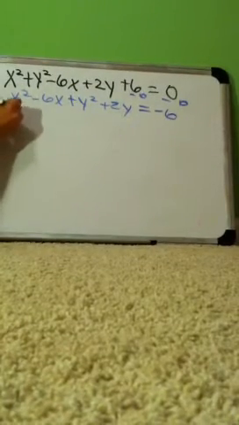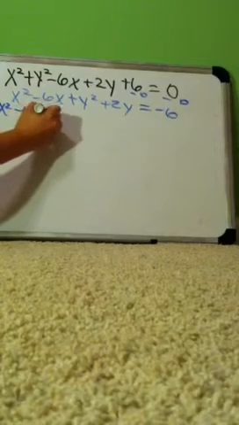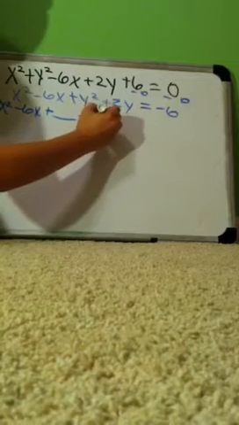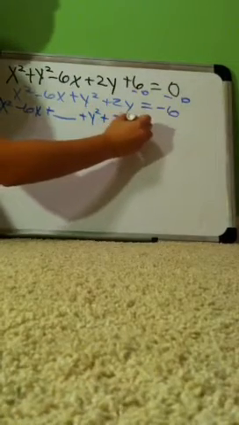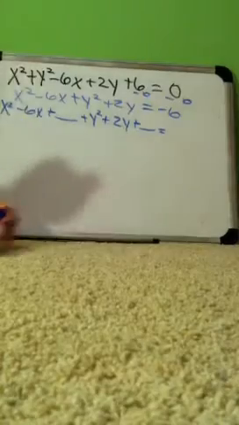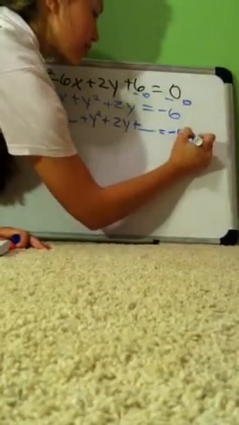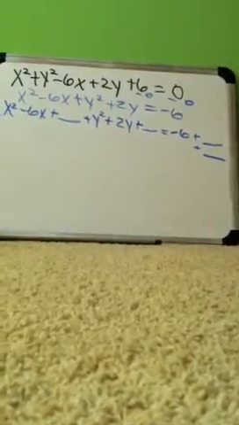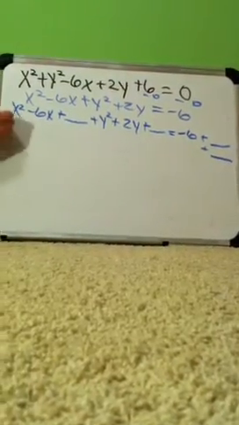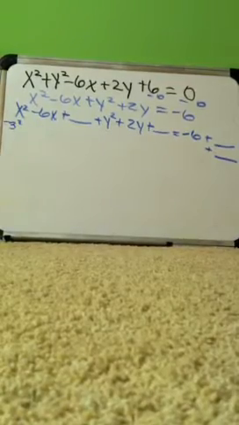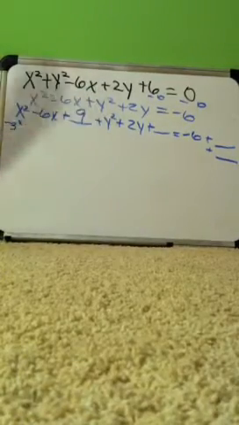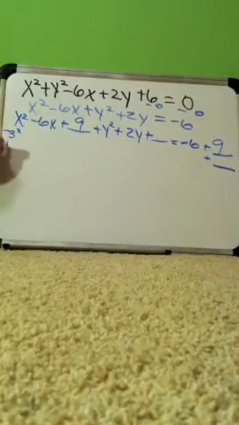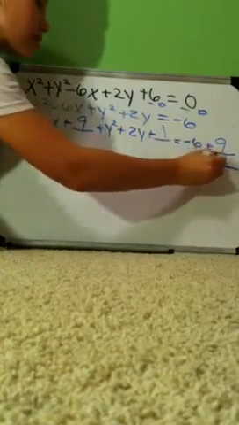Now we need to complete the square. So x squared minus 6x plus, we're going to leave a blank for now, plus y squared plus 2y, we're going to leave a blank, equals negative 6 plus blank plus blank. Sorry, my handwriting is very messy. So let's take half of negative 6, which is negative 3, and we're going to square that. That would be 9. We're going to add that to both sides. Half of 2 is 1, 1 squared is 1, and we're going to add that to both sides.